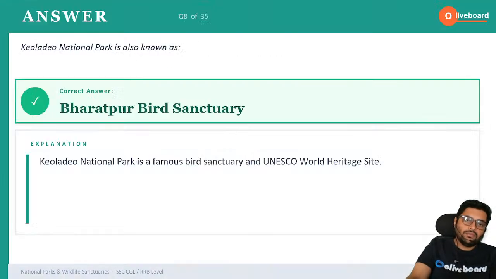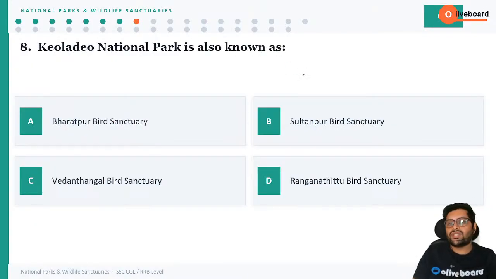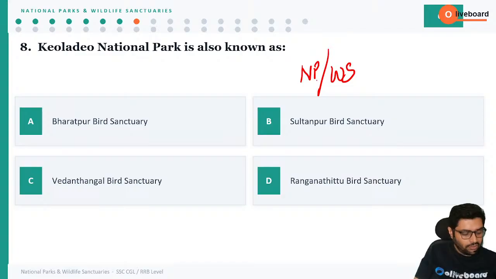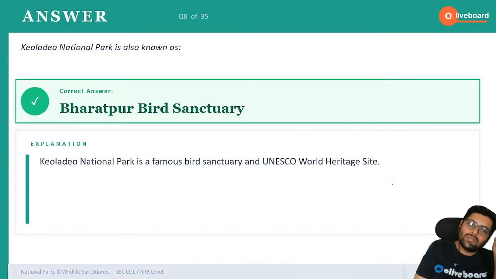Okay, so one more question. Now, some questions might trap you. They will be both a national park and a wildlife sanctuary also. How is this possible? This is a unique example. Dev National Park is also known as Bharatpur Bird Sanctuary.